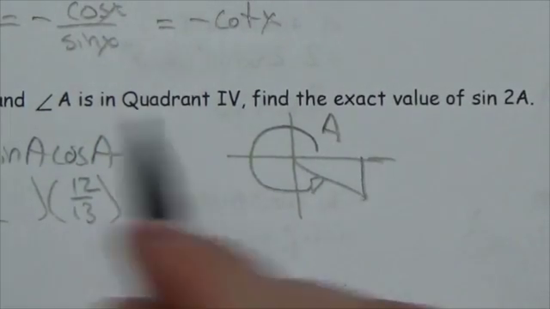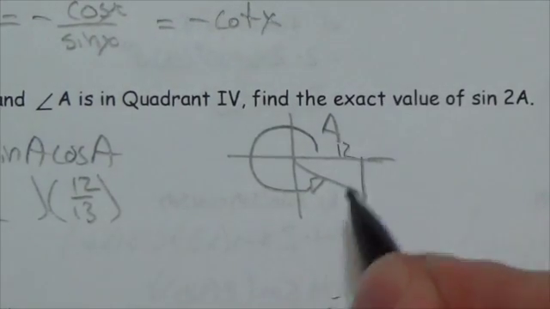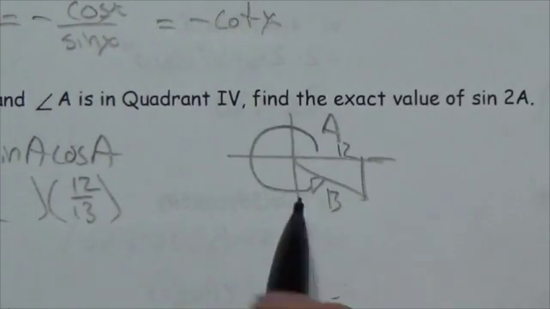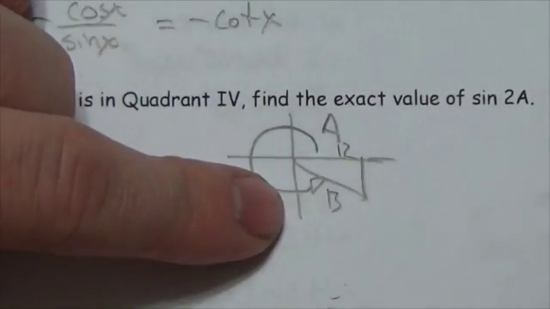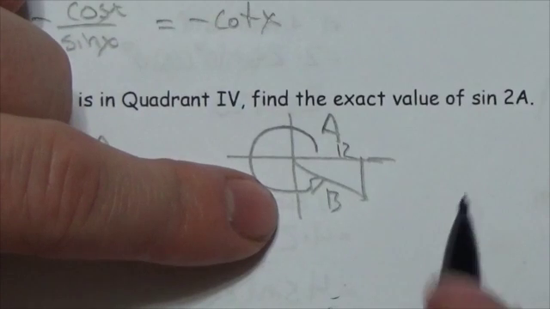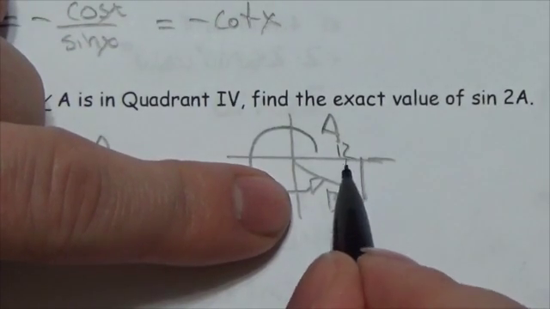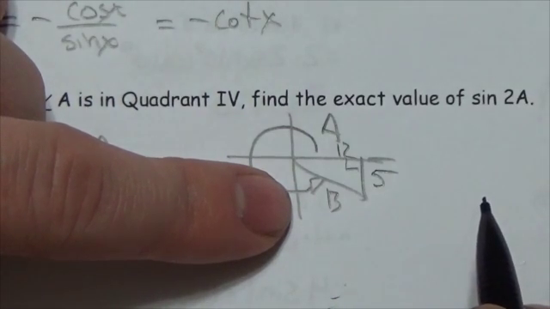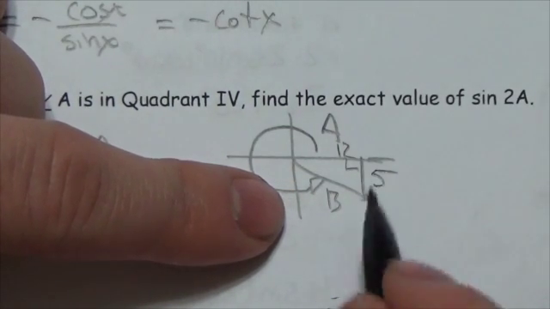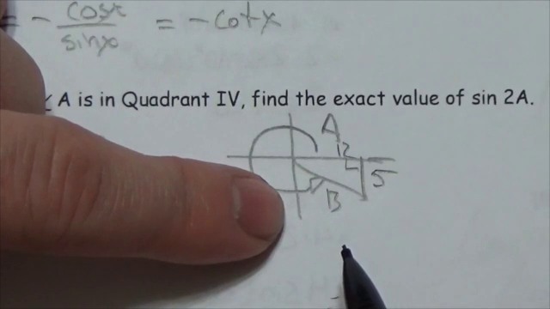And we know that the cosine is 12 over 13, which means the x value is 12. The hypotenuse here is 13. And if you don't recognize this, you can certainly use the quadratic formula. But if the hypotenuse is 13 and one of the sides is 12, the other side is 5. Okay? That's a Pythagorean triplet. It's a common triangle that gets used here.